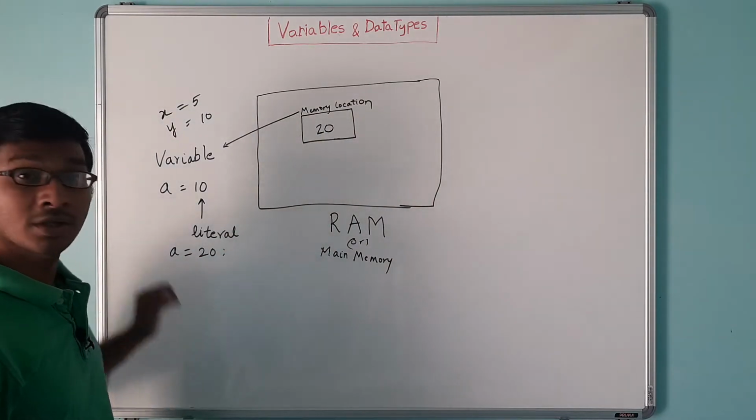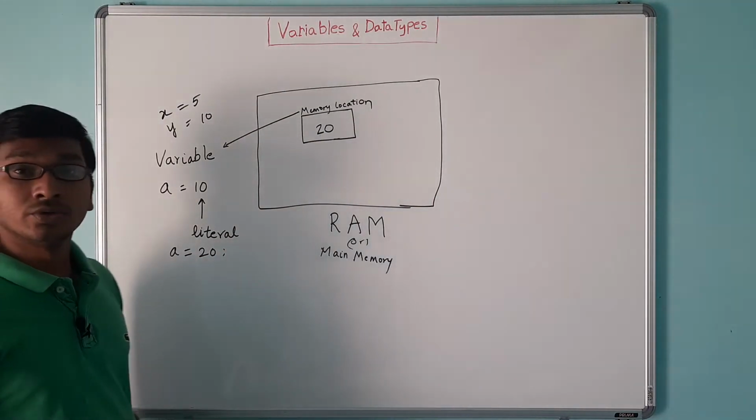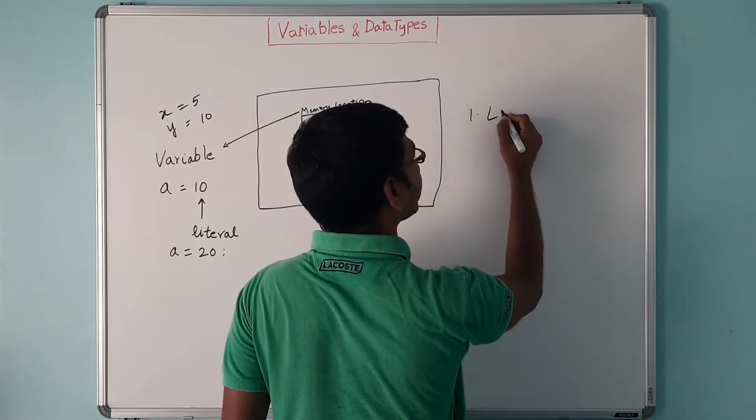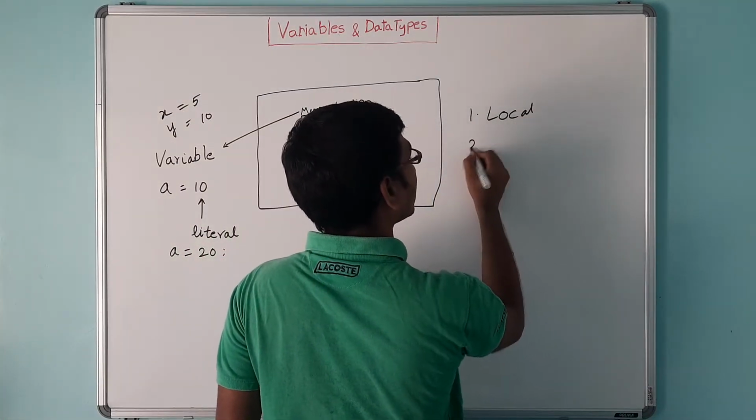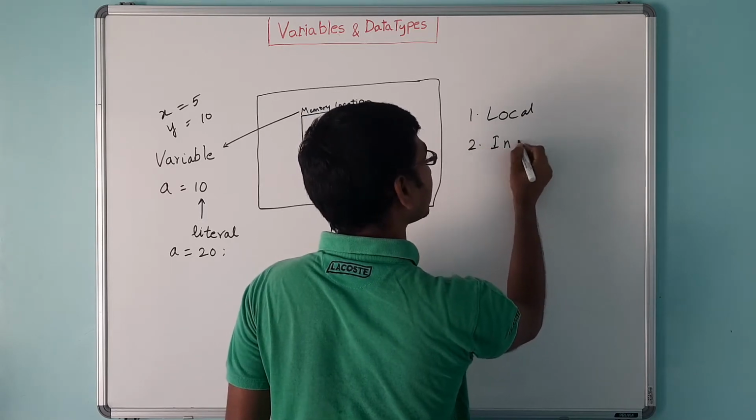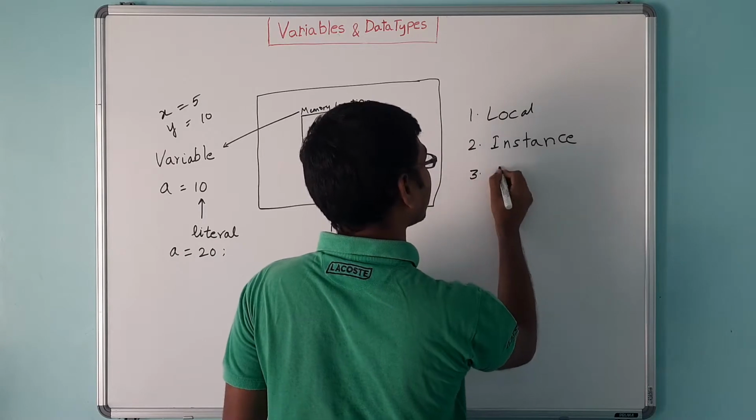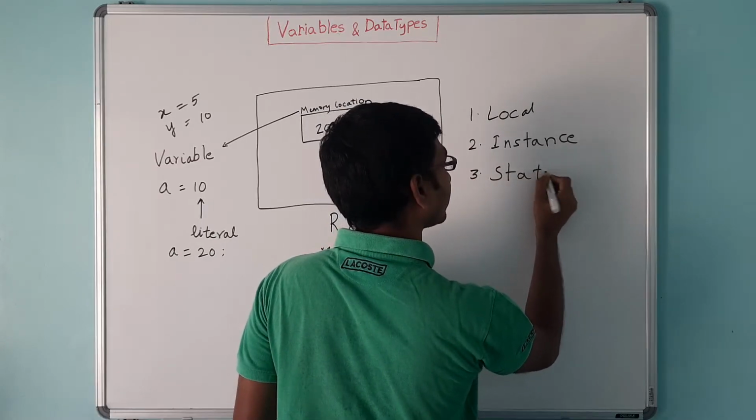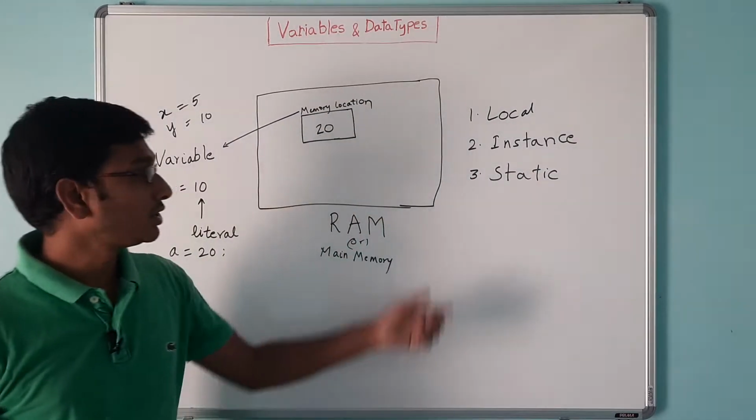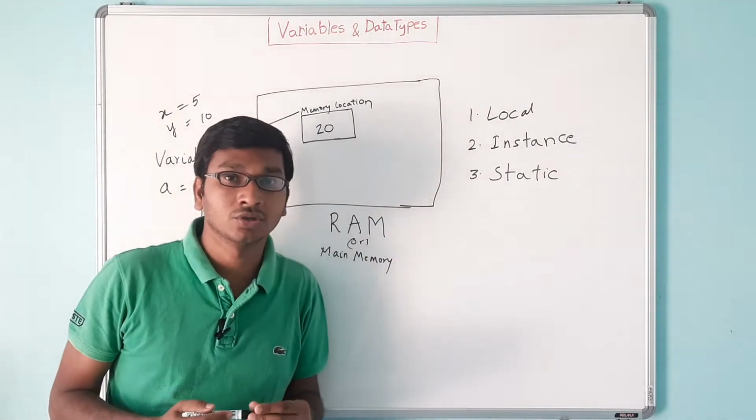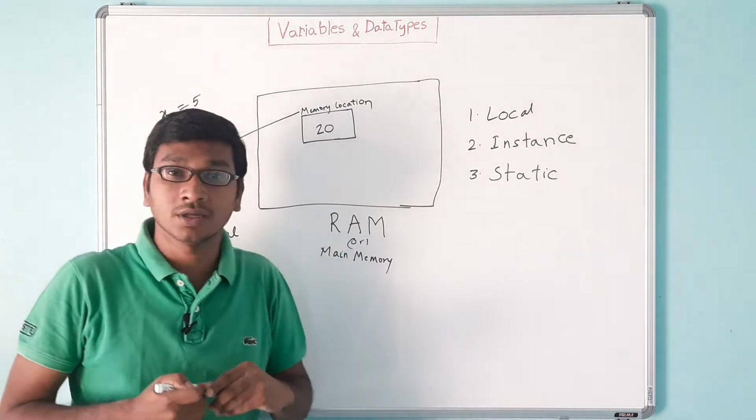So this is about variables, and we have three types of variables: local variables, instance variables, and static variables. All these types of variables need an understanding of classes and objects, so we are going to discuss that in the coming sessions.